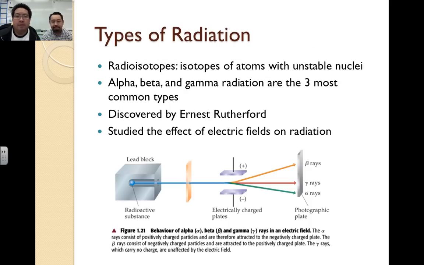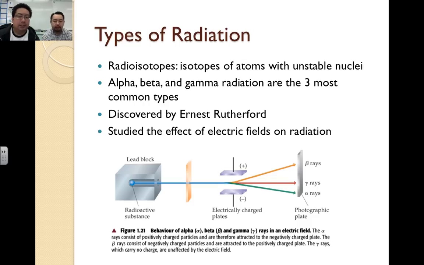We've gone over this in the previous podcast, but just as a quick rehash, there are different types of radiation. These are the most predominant types. There are definitely other ones that we'll introduce a little bit later in future podcasts. Radioisotopes are isotopes that have unstable nuclei and as a result emit radiation. The most common types of radiation are alpha, beta, and gamma.